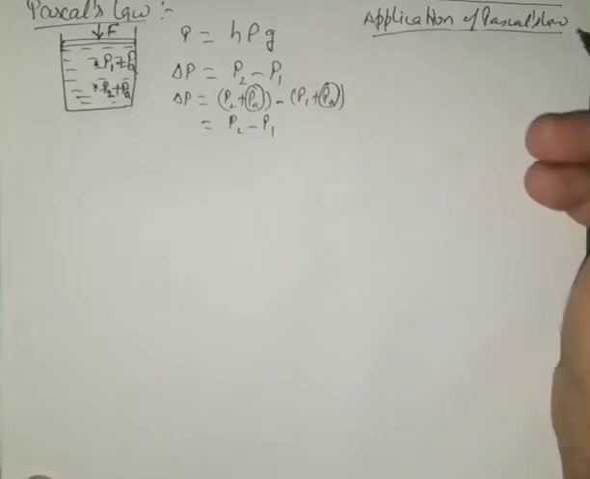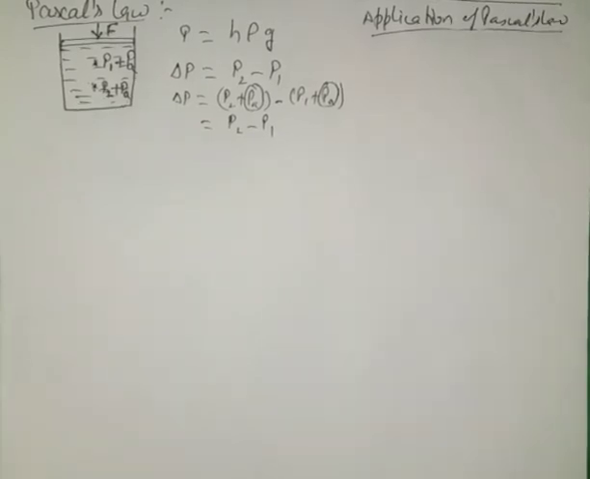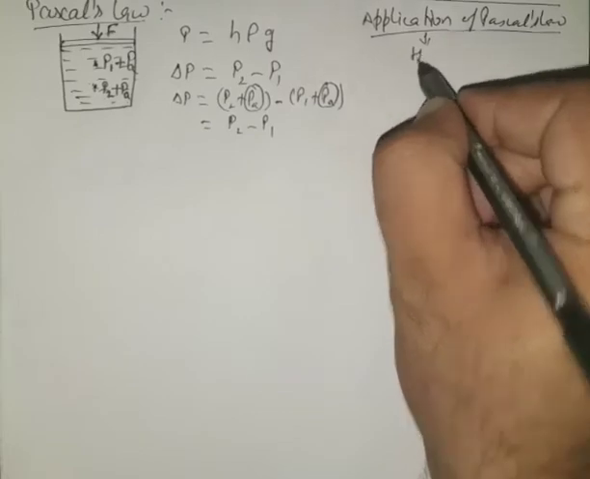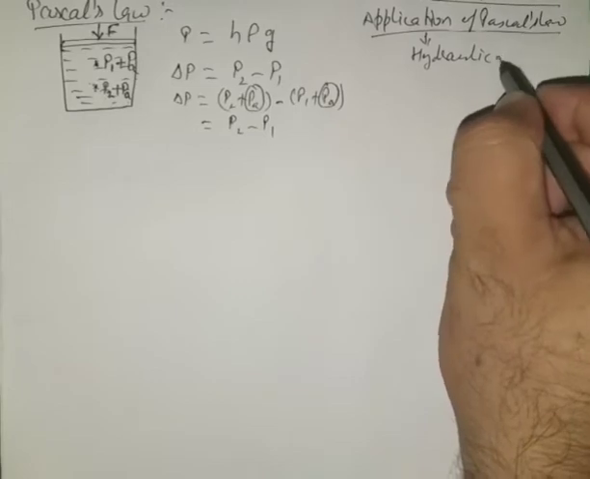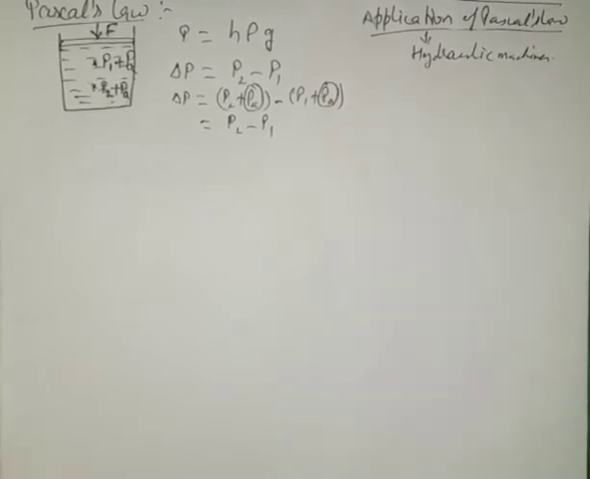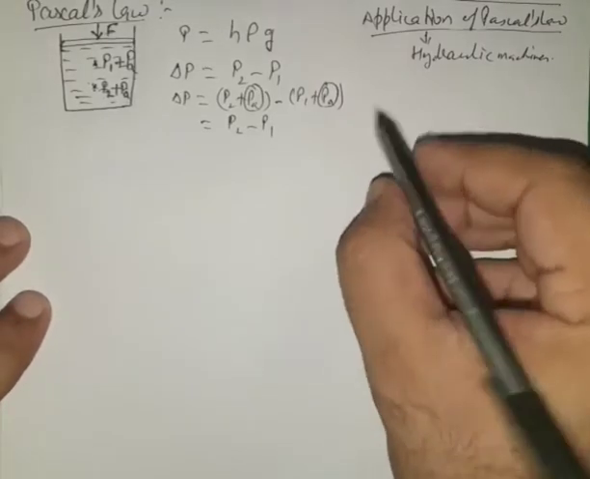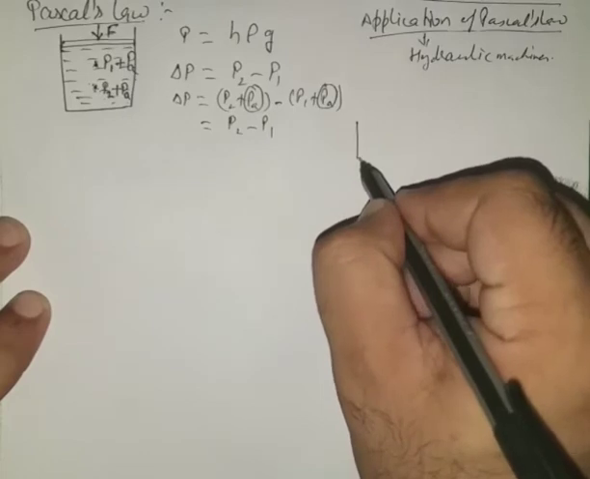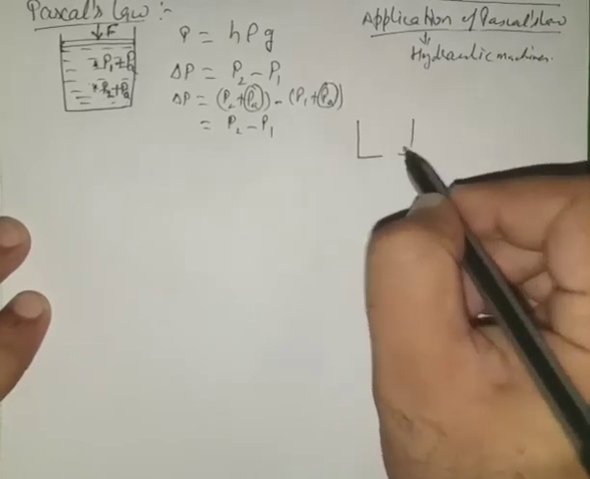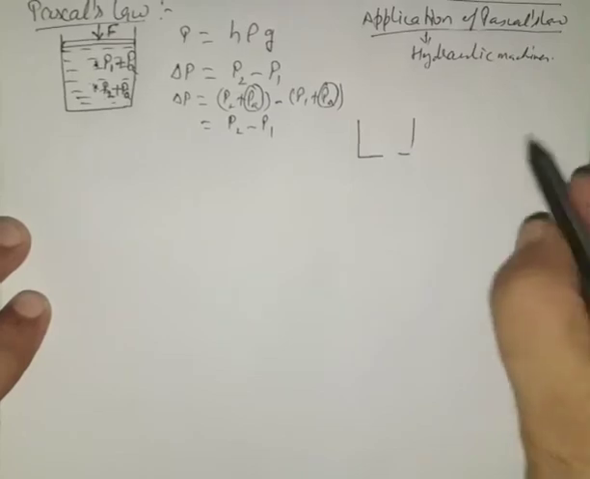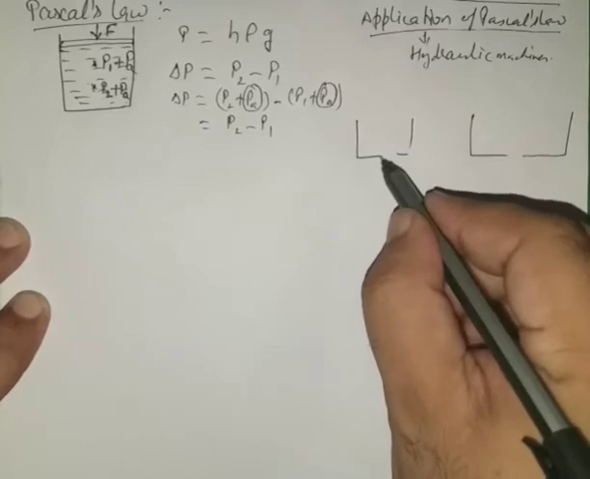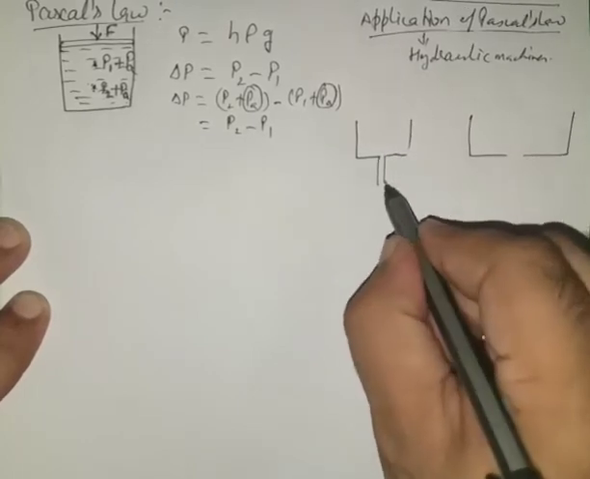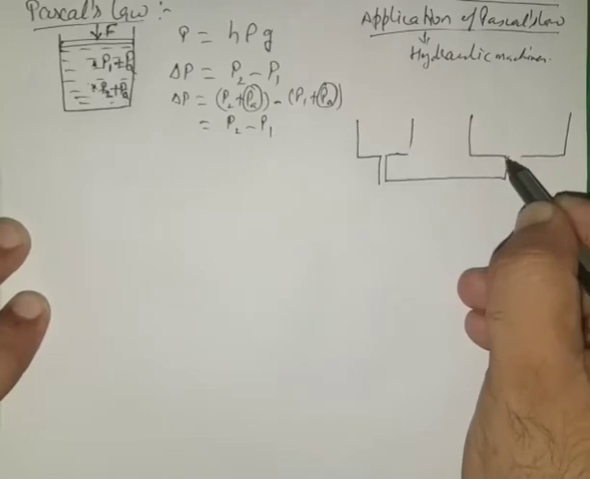The applications are used in hydraulic machines. The main application is there in the case of hydraulic machines. Since we have seen that the pressure is equally transmitted, this concept will be used now. Let us say that I have some arrangement. Let us say that I have some container here and one more container that has more area than this one. Let us say that these are connected through some pipe like this.